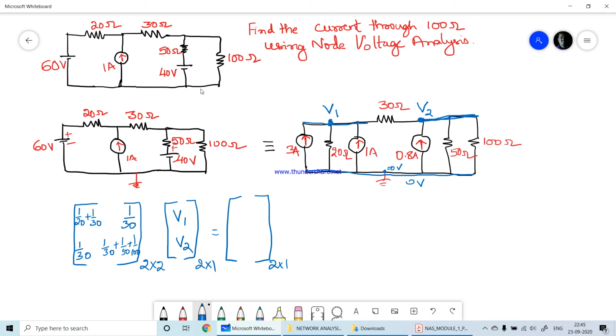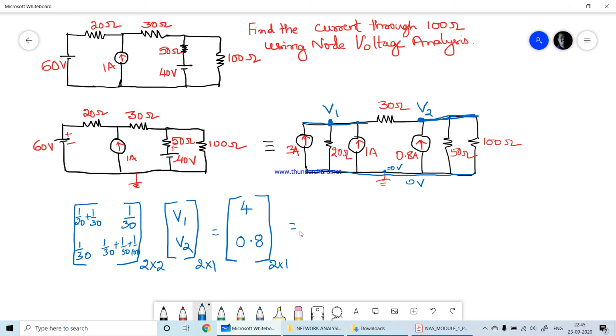So here for node V1, or node 1, we have 3 amps entering, and 1 amp is also entering. As both the currents are entering, it is 3 plus 1, which is equal to 4. We get 4 here. Similarly for node 2, we can see only 0.8 is entering, and as it is entering, it is positive, therefore it is 0.8.